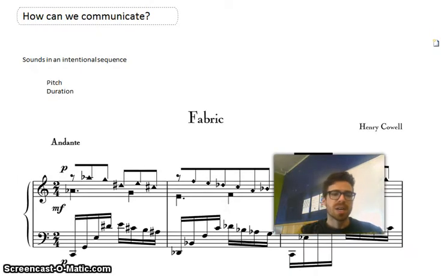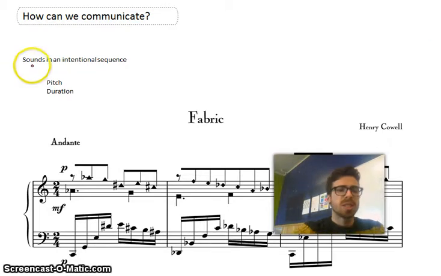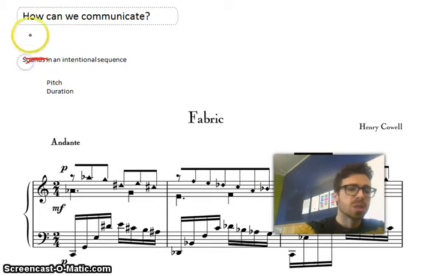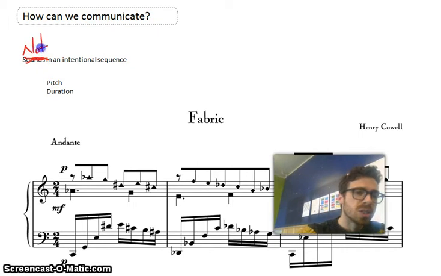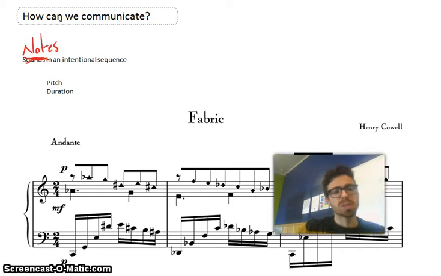So how can we communicate? If we're thinking about sounds being an intentional sequence, we'll just replace sounds with notes. So let's talk about notes in an intentional sequence. If we're working with notes, we're talking about pitch and duration. Now there are a couple of terms that may be new to you.